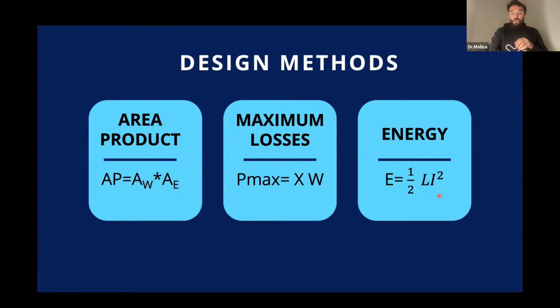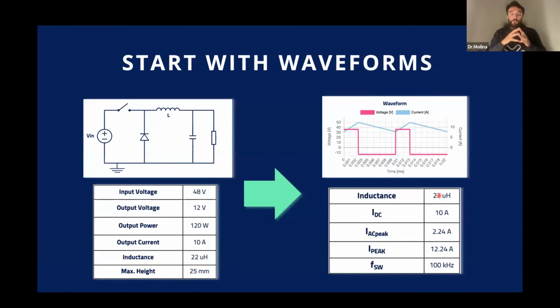Then if we go for a particular example with this method, let's take, for example, a buck converter with an inductor, a 48 to 12 volt buck converter. This voltage is very typical also in the automotive industry. It is 120 watts, and we have some limitations. The first thing we have to do for designing the inductor is to extract the information from the waveform and from the specifications that are needed for the calculations.